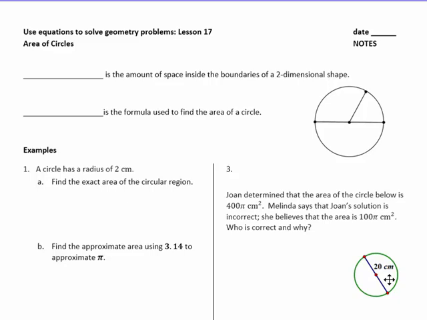All right, ladies and gentlemen, so today again we're going to be still working on how we can use our formulas, which is equations, and we're going to be working with geometry. So today we're going to be dealing with areas of circles. An area is the amount of space inside the boundaries of a two-dimensional shape. In other words, if I'm looking here at my circle, the area would be all of this.